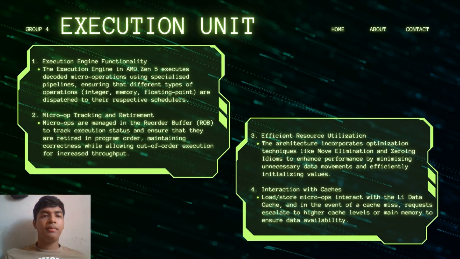Secondly, micro-op tracking and retirement. The micro-ops are managed in the reorder buffer, or ROB, to track execution status and ensure that they are retired in program order for maintaining correctness while allowing out of order execution for increased throughput.